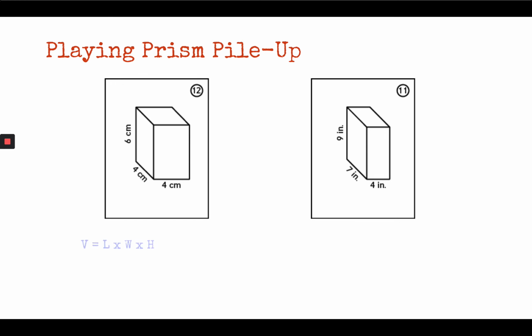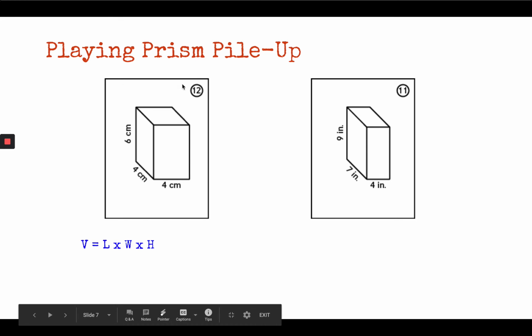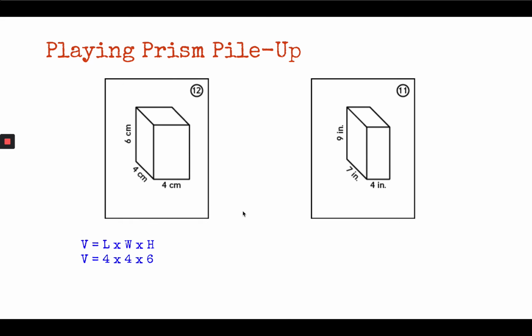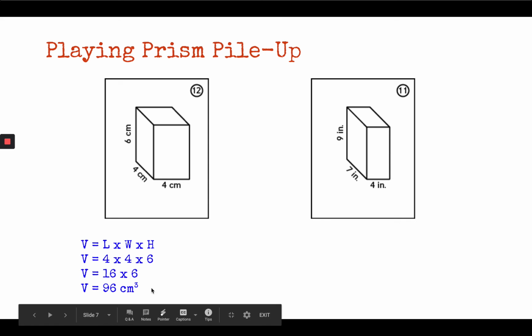Okay, so let's take a look at this card 12. I know I'm going to do length times width times height. I've got those 3 numbers there. 4 times 4 times 6. Okay, 4 times 4 is 16. 16 times 6 is going to be 96 centimeters cubed. That's the volume for this.